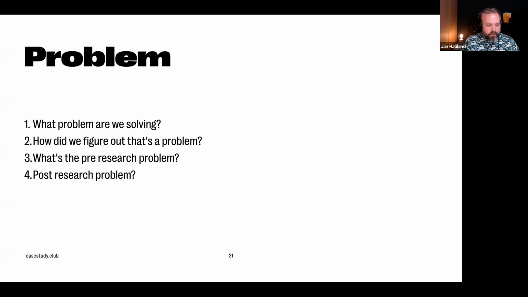Then you have the problem. So what problem are we trying to solve? Show that you actually understand the problem. How did we figure out that's the problem in the first place? What was the pre-research problem? It's common for problems to change throughout the UX process. You might start with one problem, and then when you do research, you might end up with a completely different problem that you're trying to solve. And then what was the post-research problem?